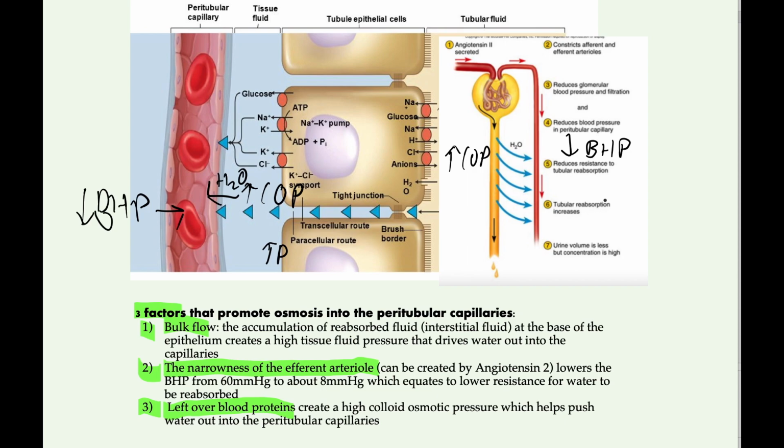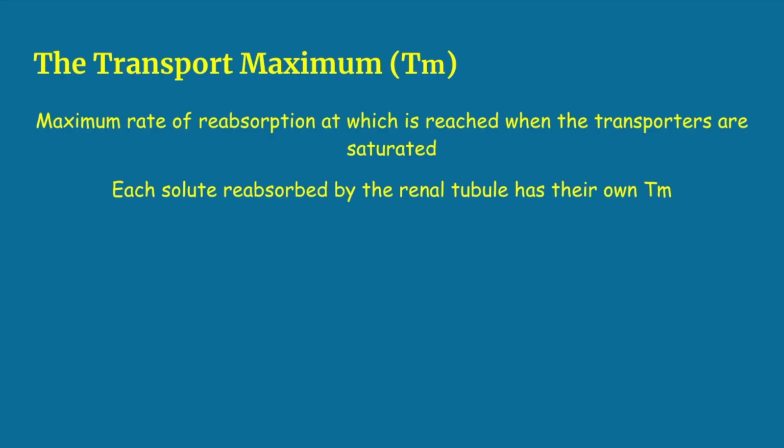And then the outcome is that tubular reabsorption increases, and urine volume is less, but concentration is high, which is what we want. We want to save or extract as much water as we can from the renal tubule and put it back into the peritubular capillaries, so then urine can be very, very concentrated. Alright, so we just finished our conversation about the uptake of peritubular capillaries for reabsorption.